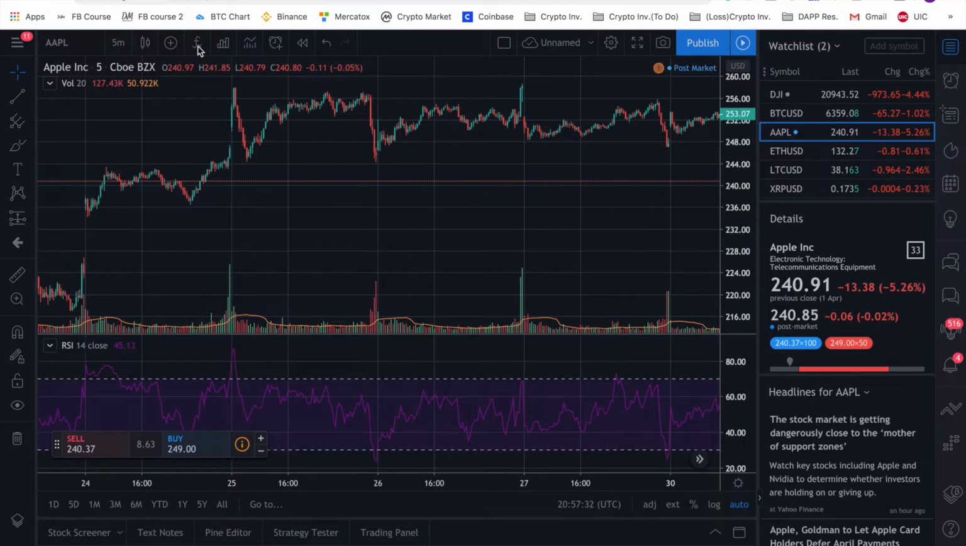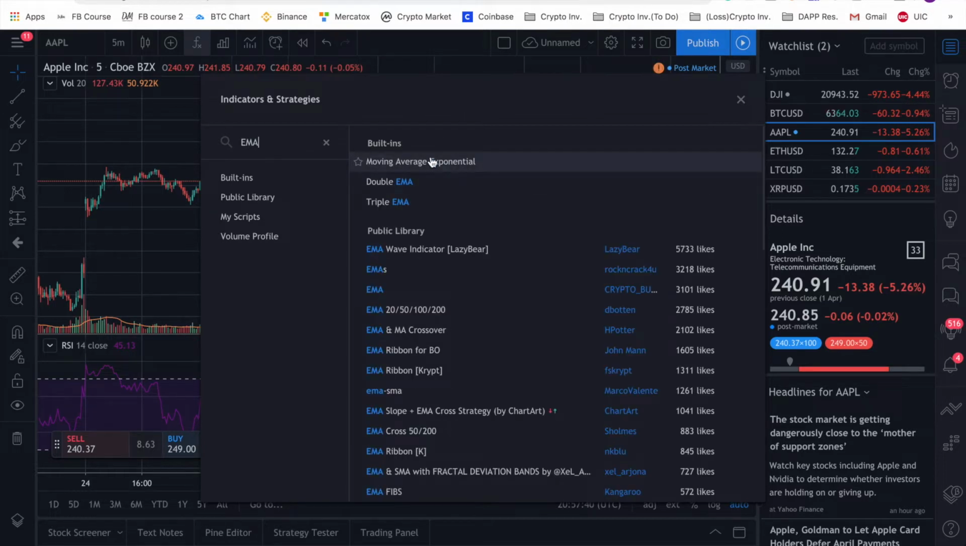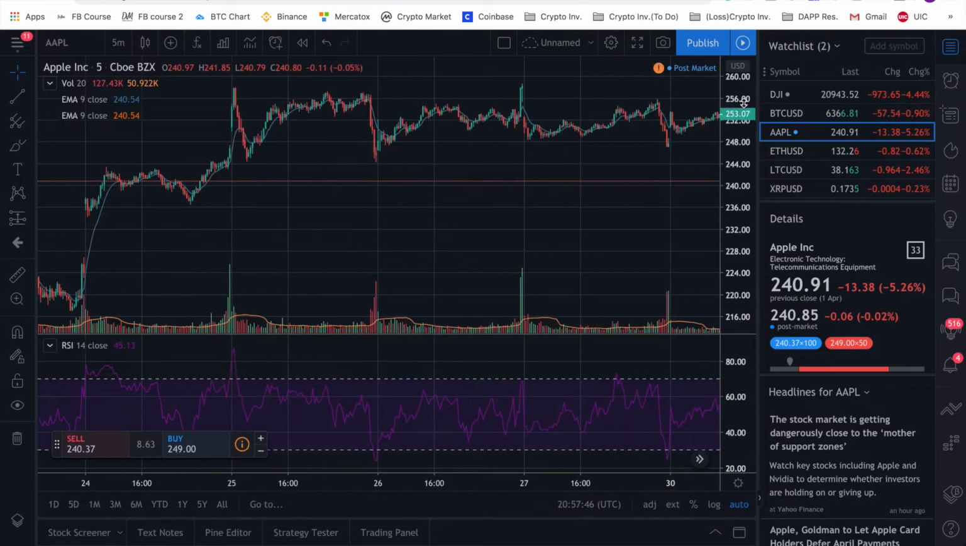So what we're going to do is go straight into the indicators on the TradingView chart. Once we're here, we're going to type in EMA. It's going to be the first one, the moving average exponential. We're going to do two of these because we're going to use a 13 and a 34-day close moving average.